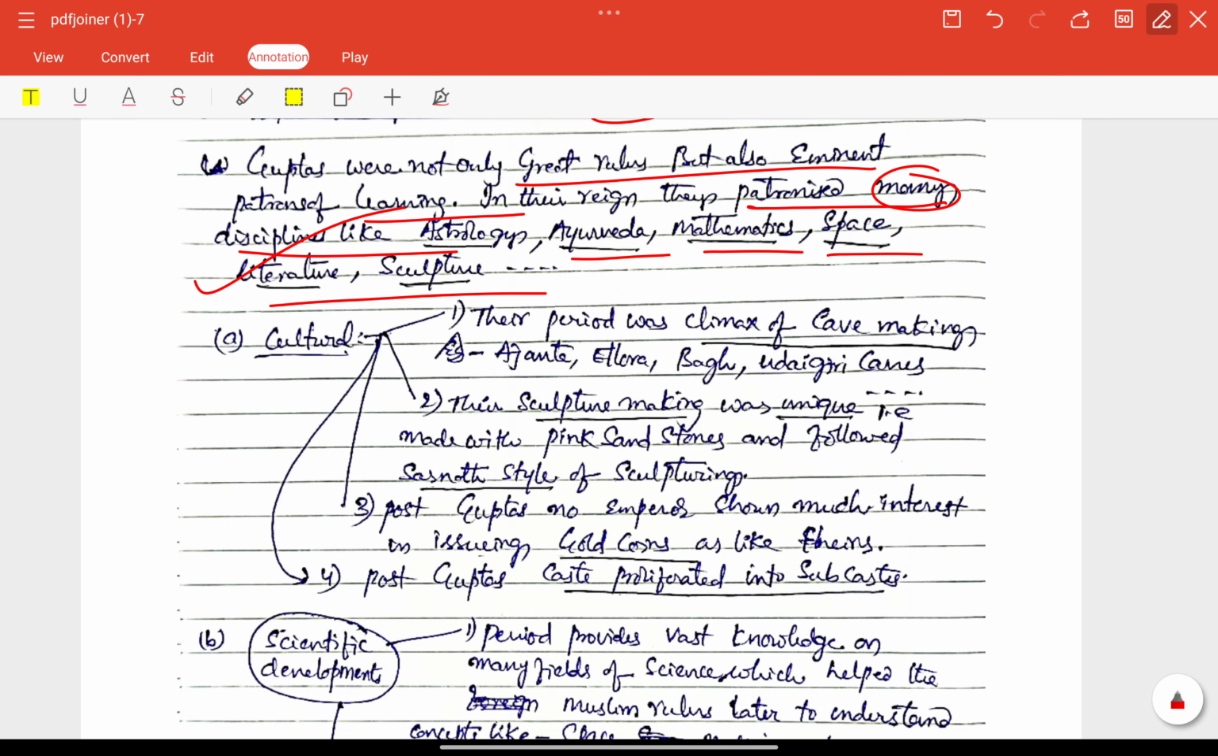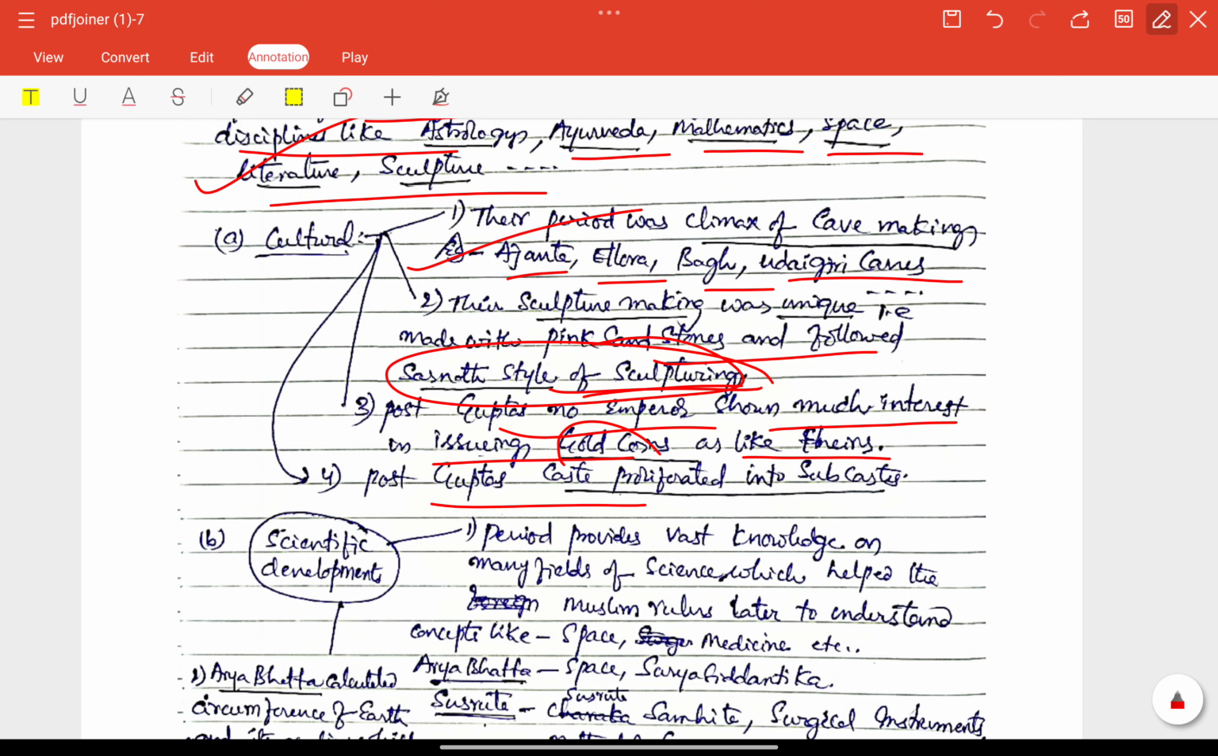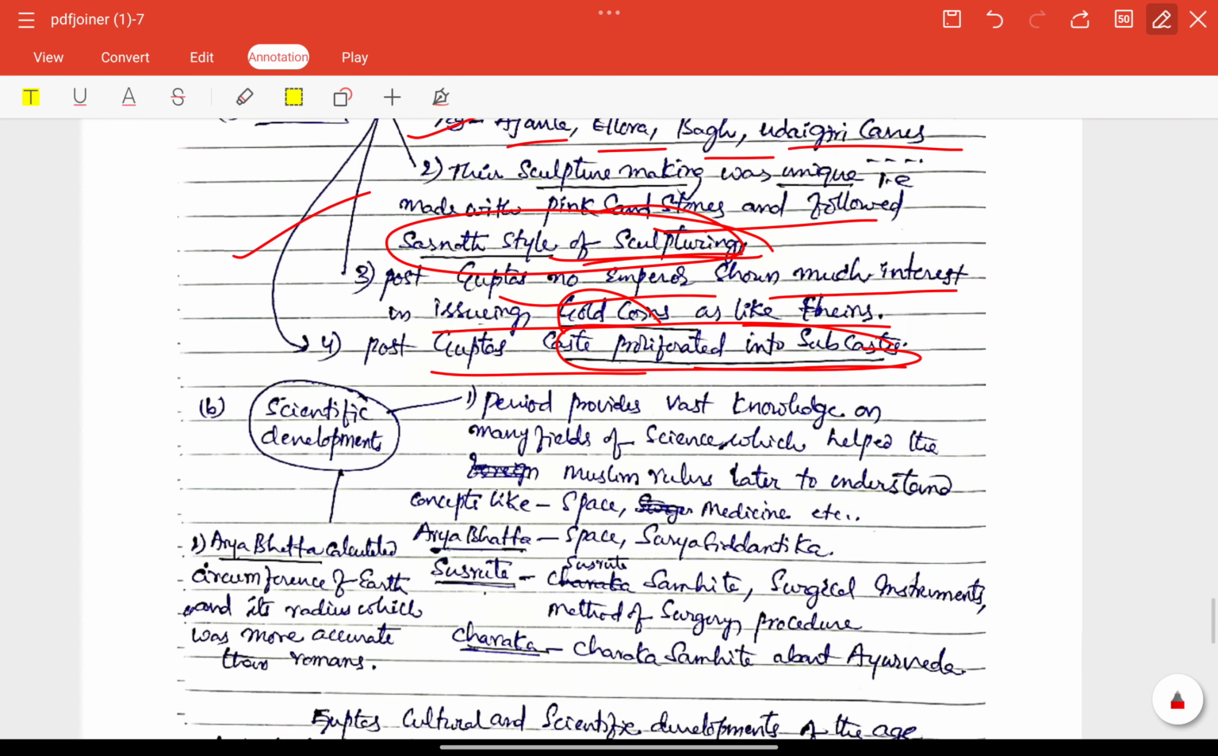And culturally, their period was the climax of cave making: Ajanta, Ellora, Bagh, Udaygiri caves. Very good examples. The sculpture making was unique. We have the Sarnath style of sculpturing also, very good, with pink sandstones. Post Guptas, no emperor showed much interest in issuing gold coins as before. Post Guptas, caste proliferated into subcastes also. All these are related to issues of culture.